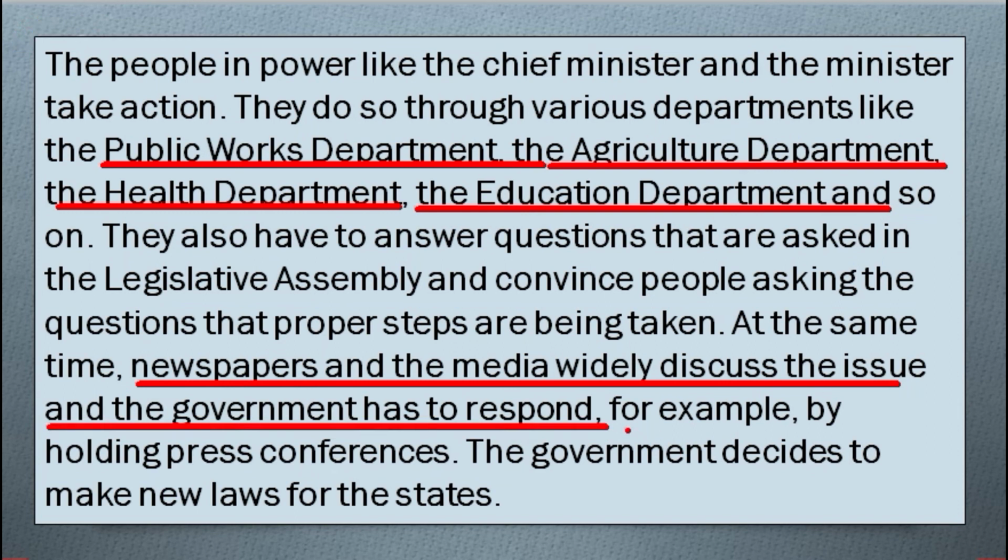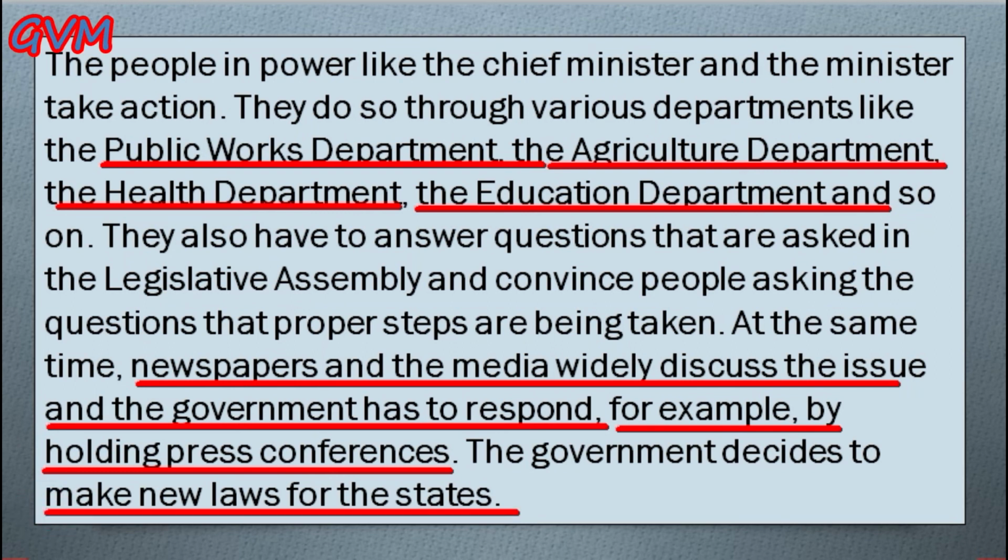For example, by holding press conferences. And students, once the people are convinced by the government, then the government decides to make new laws for the welfare of the state. And students, that's how a state government works in a state.